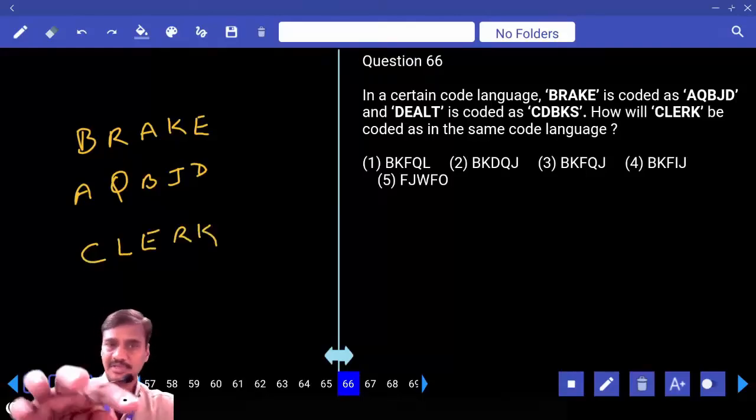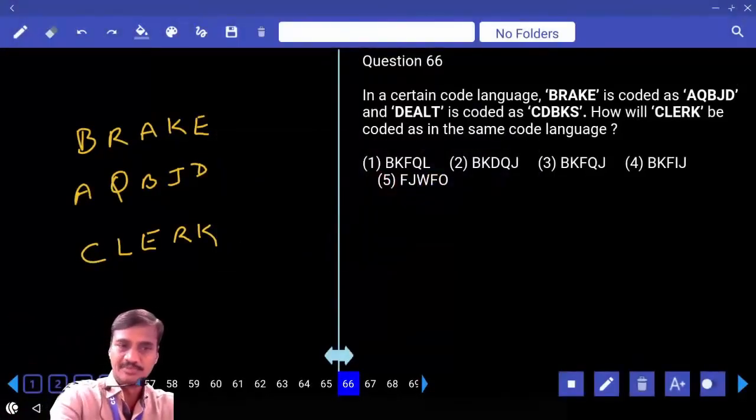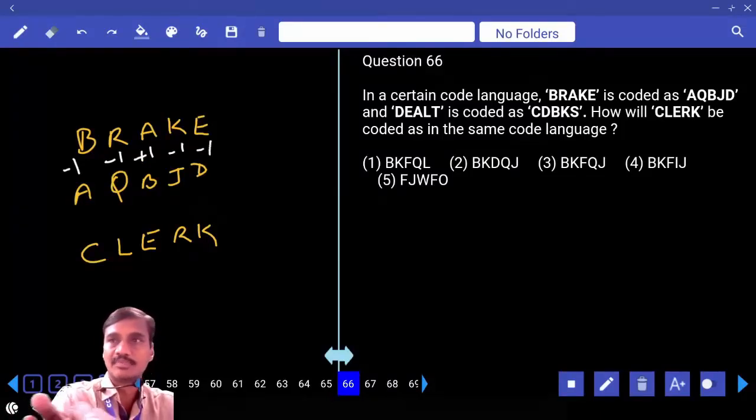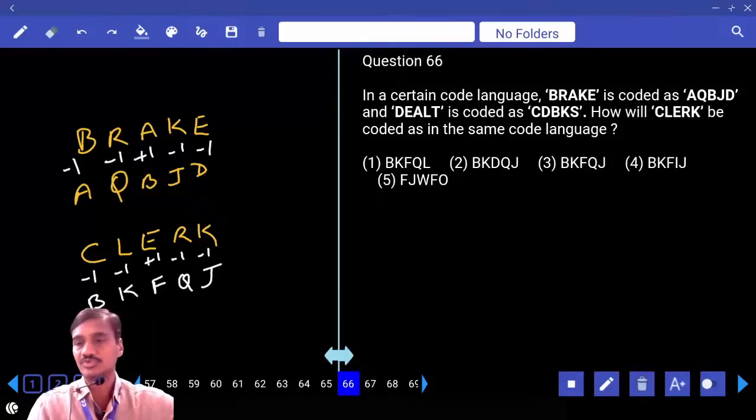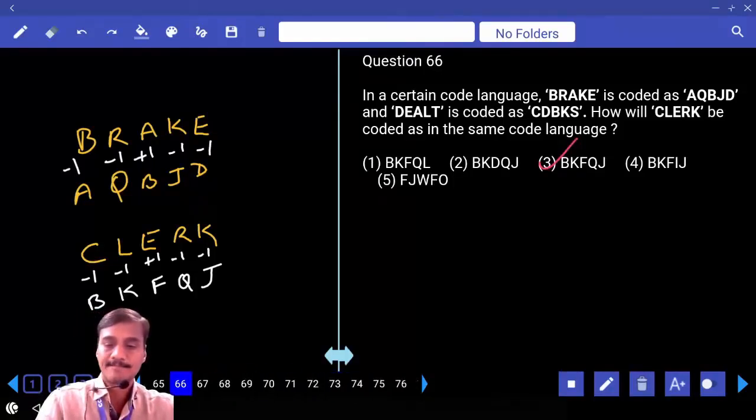Now in this one, B and A. If you compare these two, -1, R and Q -1, +1, -1, -1. Except for the middle letter, all the remaining letters have one letter subtracted. Similarly here again, -1, -1, +1, -1. C -1 is B, L -1 is K, F, and this is Q, and this is Z. B, K, F, Q, Z, and it is given in the choices. That is question number 66.